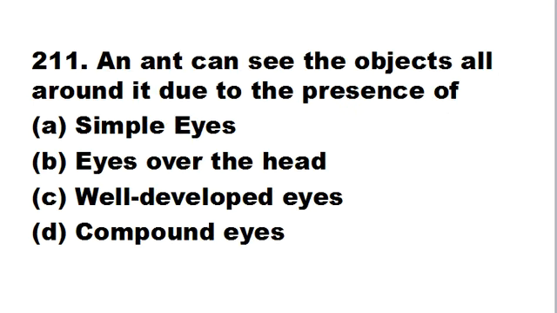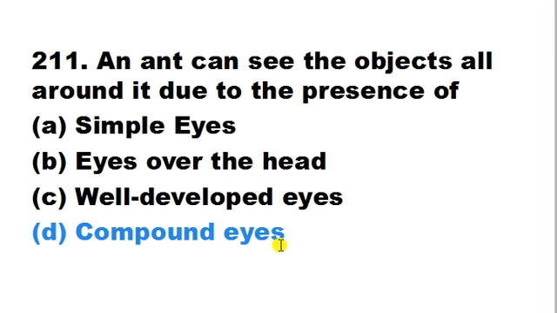An ant can see the objects all around it due to the presence of: A. Simple eye, B. Eye over the head, C. Well developed eyes, D. Compound eyes. The correct answer is D. That means compound eyes allow ants to see objects in all directions.